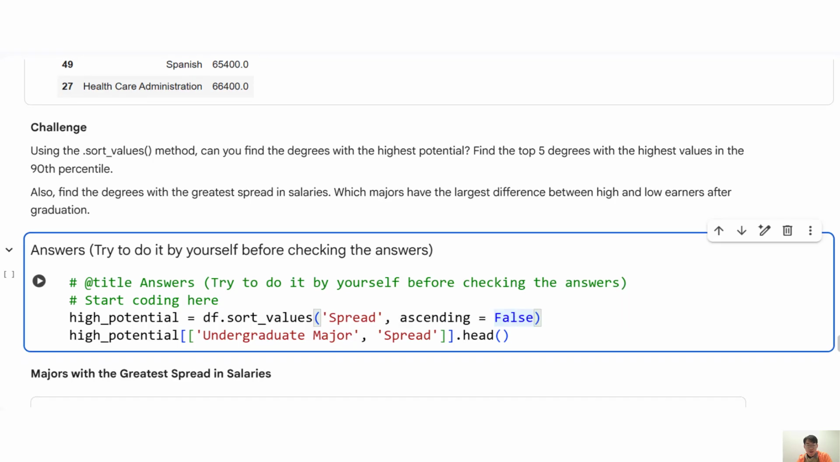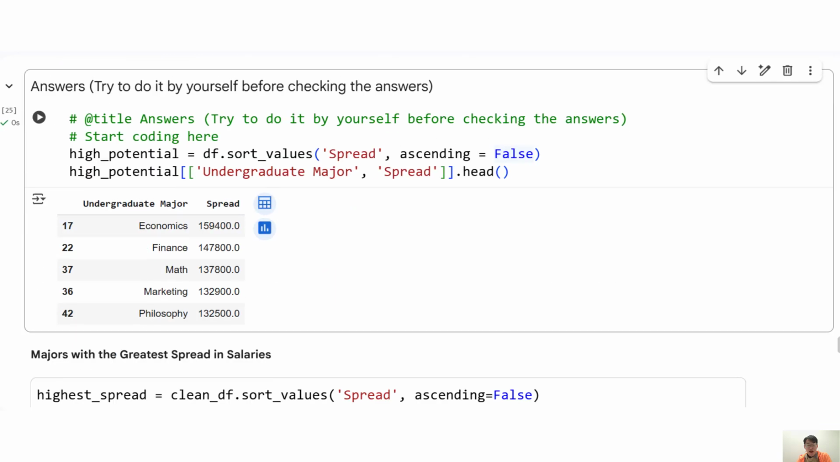And the same, I want to display 2 columns. Oh, great. So the majors with the highest potential are economics and finance. It kind of makes sense. For those who major in finance or economics, if they go into investment or if they just go to a bank, their earnings may be quite different and there may be a huge gap.